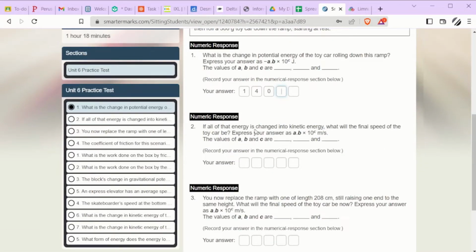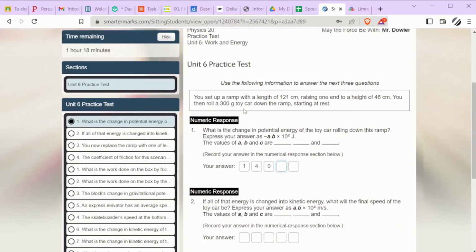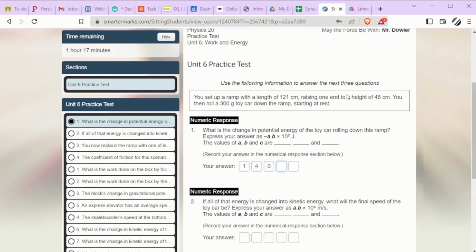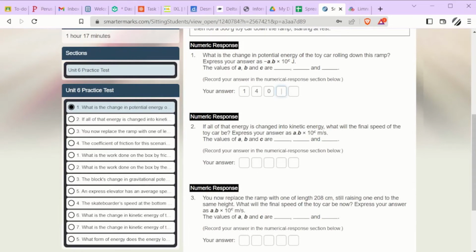So, if all of that energy is changed into kinetic energy, what will the final speed of the toy car be? It does start from rest, so we have this energy that's equal to 1/2 mv squared. We could also do this with vf squared equals vi squared plus 2ad, because we derive that purely with conservation of energy. Either way, the final speed, because the masses cancel, will be the square root of 2 times the acceleration times the displacement. So that's 2 times a negative 9.81 and a negative 0.46, and that works out to 3.0 times 10 to the 0.